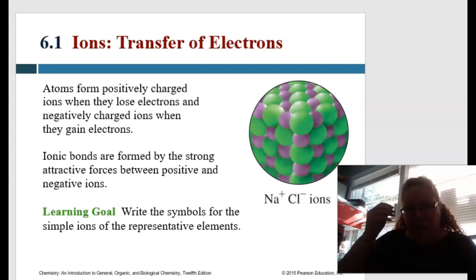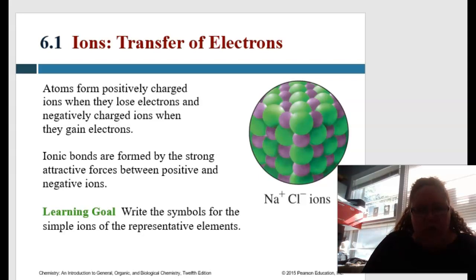And then ionic bonds are formed between the strong attractive forces between the positive and the negative ions. And we're going to learn and then build upon for this whole module how to write the symbols for the simple ions of the representative elements. Okay.